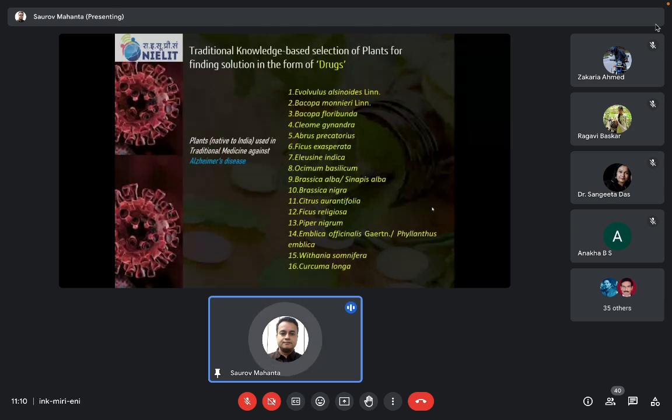So these plants, suppose we have identified from the traditional knowledge base. Now what to do next? Will you do GCMS, LCMS for all these plants to get the compounds? Basically, which is not possible. If somebody has already done, already identified, then why will we go for GCMS, LCMS again?